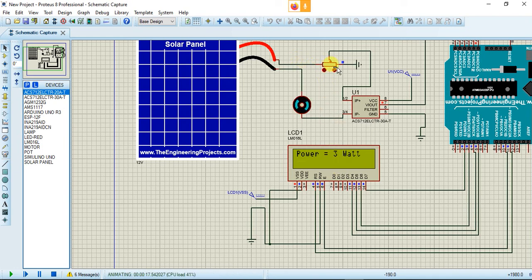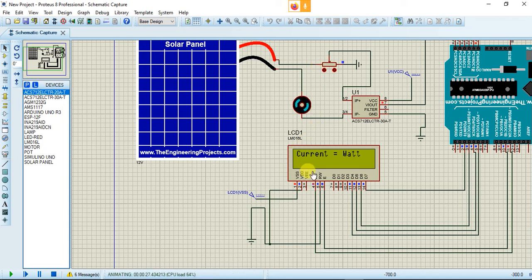We have used a potentiometer because we cannot show the light that falls on the solar panel at different times of the day. We cannot visualize that, which is why we use a potentiometer to visualize the difference in current, voltage and power. And this is the main circuit diagram of our project.